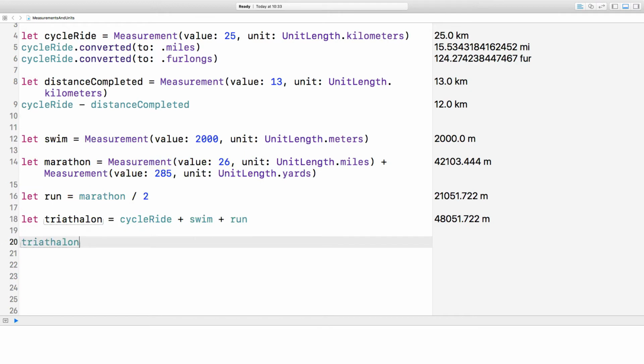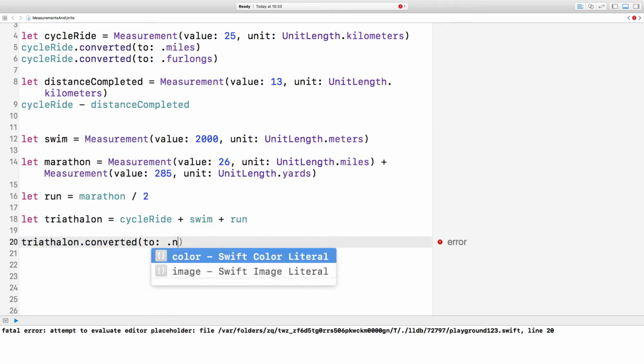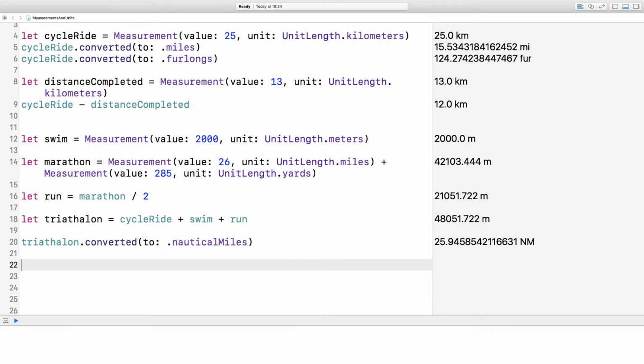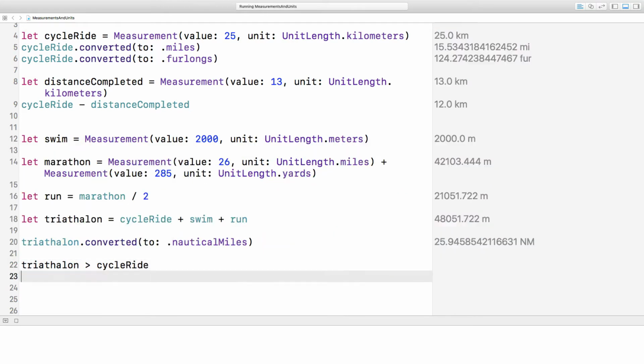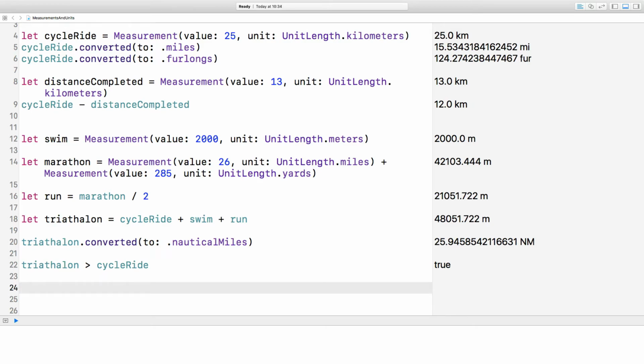Now this is still just a measurement. I can convert it into anything I like, seeing here it's about 26 nautical miles. In addition to being able to do simple arithmetic, you can also do comparisons, so you can see that, yeah, the entire triathlon is longer than the bike ride.